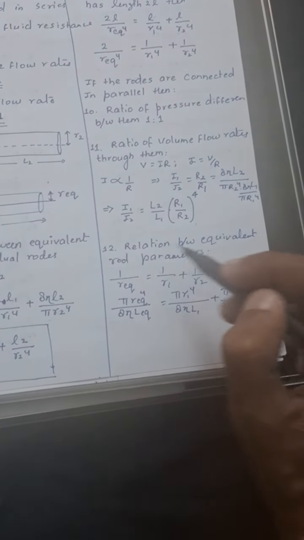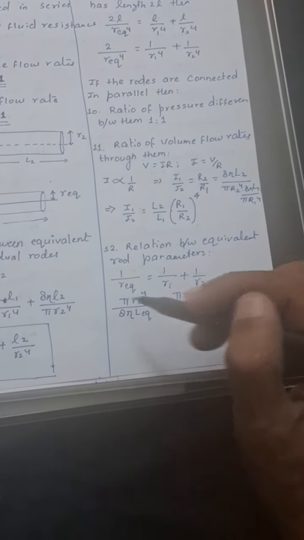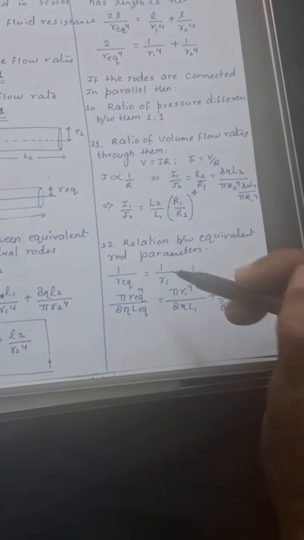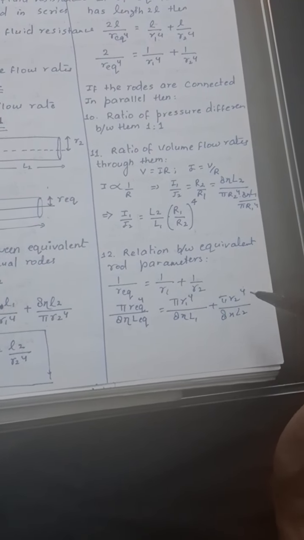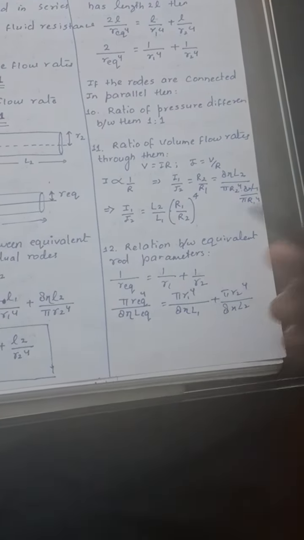Next is the relation between equivalent load parameters. So we know that in parallel combination, resistances are added as inverse. So 1 by R equivalent is 1 by R1 plus 1 by R2. So that gives the relation between equivalent load and the load parameters by this equation.